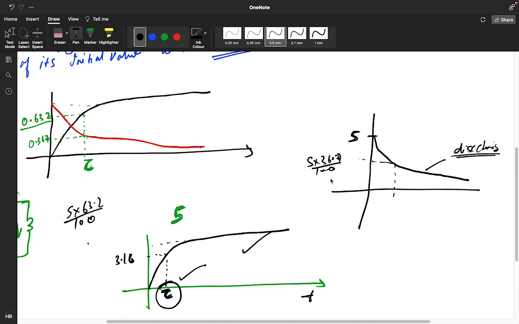What value will we get? 5 into 1.8. At what time is this 1.8 coming while discharging? Okay, so this is the meaning of the time constant. I told you about the inductor. The same thing is happening with a capacitor.